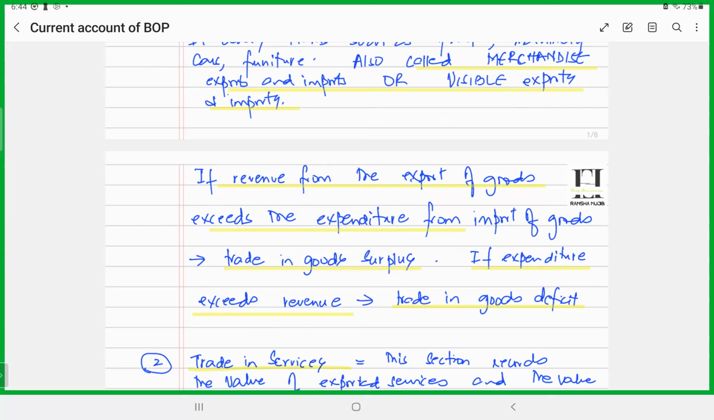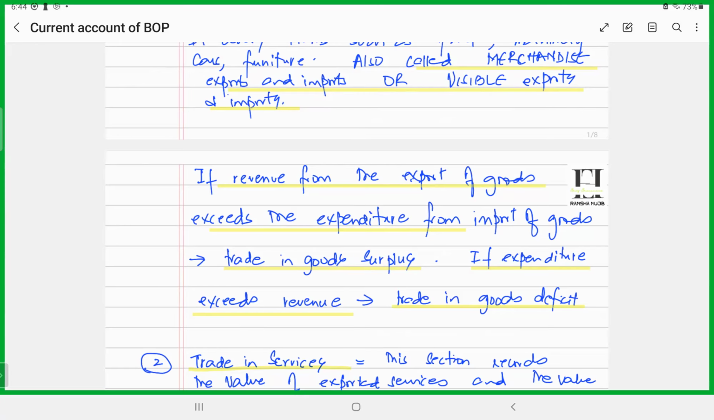Yeah, only talking about goods, so it would have a surplus in its trade in goods. However, if it would have been the contrary, so then if the expenditure would have exceeded the revenue, then we would be having a trade in goods deficit.